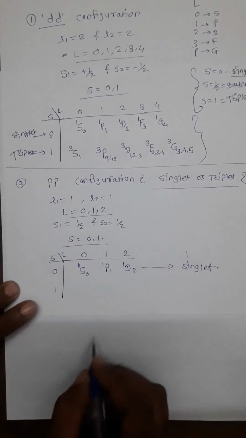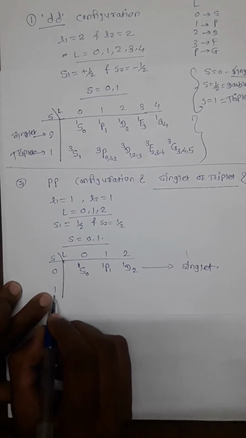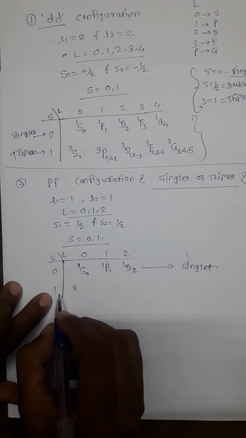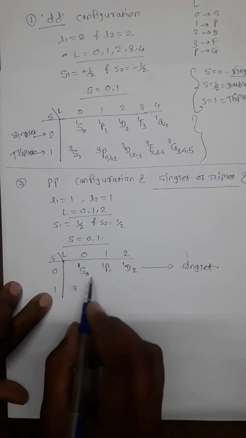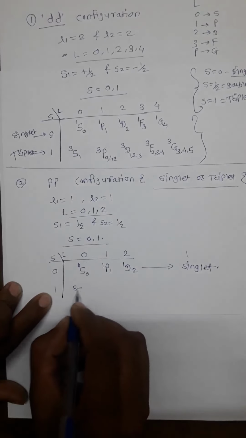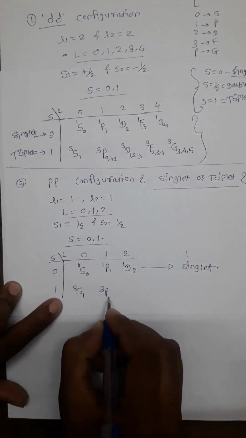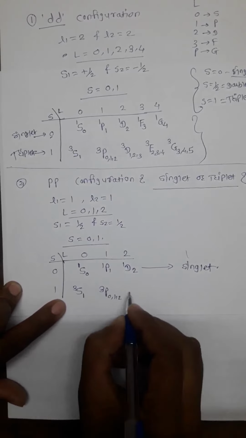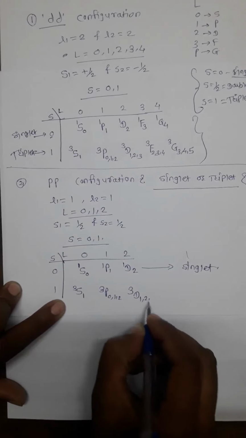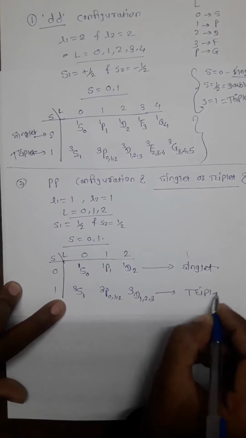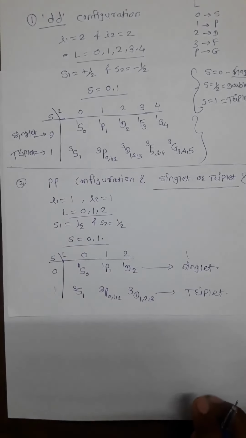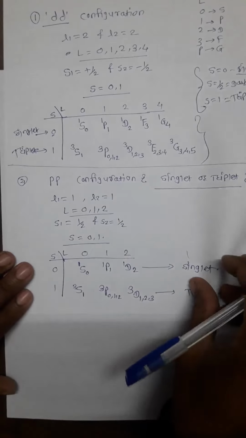This is your singlet state. Now the value of S is equal to 1. Therefore the multiplicity is 3. The triplet states are 3S, where the value of J is 1, then 3P with J 0, 1 and 2, and 3D with J 1, 2 and 3. This is your triplet state. Now I give you the next problem.